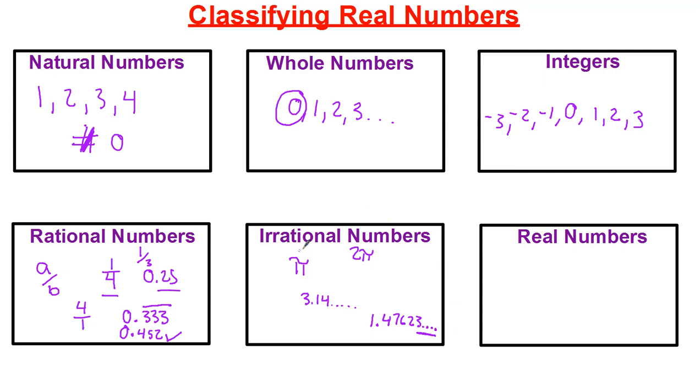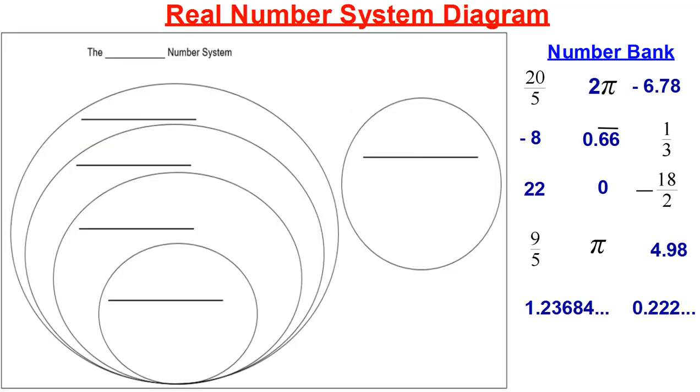Now, all of these right here, these 5 categories, are all a part of the real number set. So we could basically define real numbers as the set of rational numbers and irrational numbers. Okay? So that's basically all of the definitions and some quick examples. Now, let's actually go ahead and put this into practice.